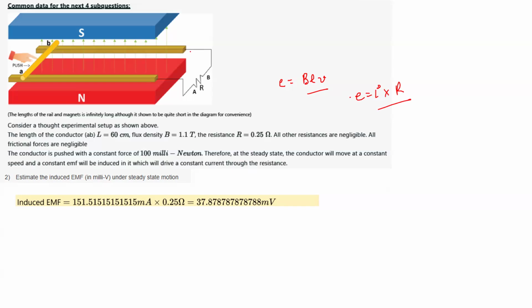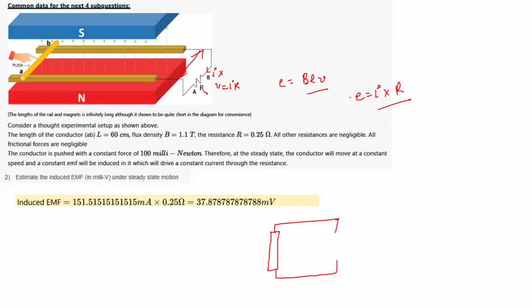Right? Because this current is passing through this R, and this resistance is connected in parallel to this conductor. So whatever EMF is induced in this conductor will be nothing but I into R. So this will be I into R. So it is like this. So you have a rail.